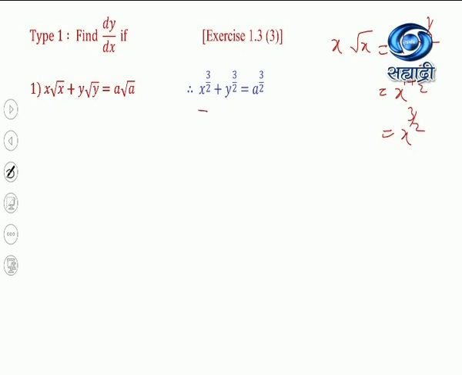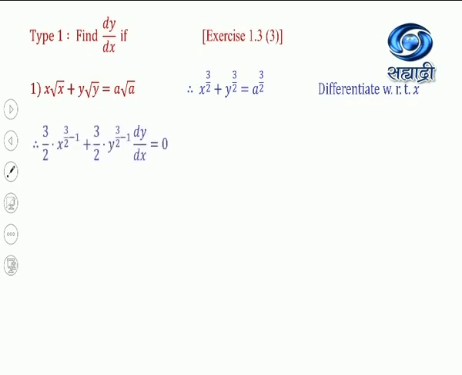So I write here x to the power 3 by 2, and in the same way I write here y to the power 3 by 2 is equal to a to the power 3 by 2. Now we are going to differentiate both sides with respect to x. What do we get? Here we use the same formula. Which formula? Derivative of x raised to n, that can be written as n into x raised to n minus 1. What is n here? That is 3 by 2. So you write here 3 by 2 into x to the power 3 by 2 minus 1.